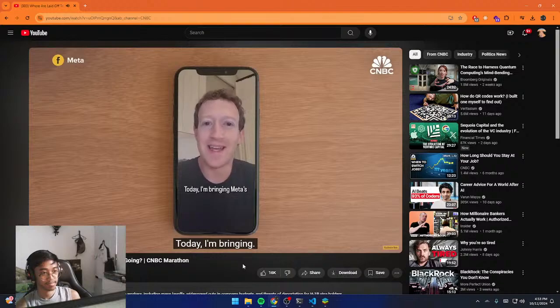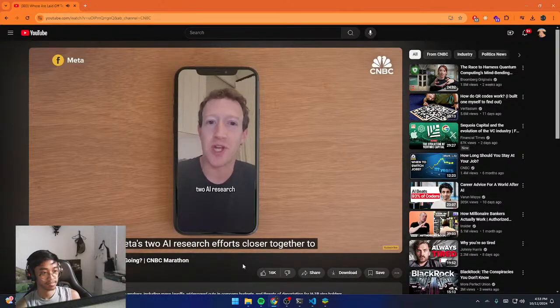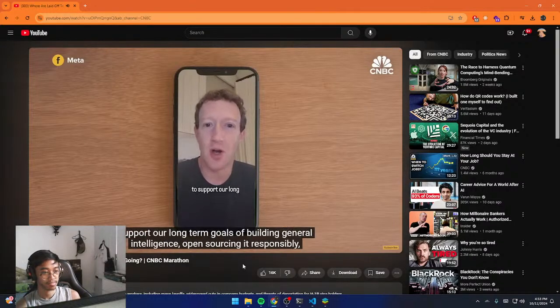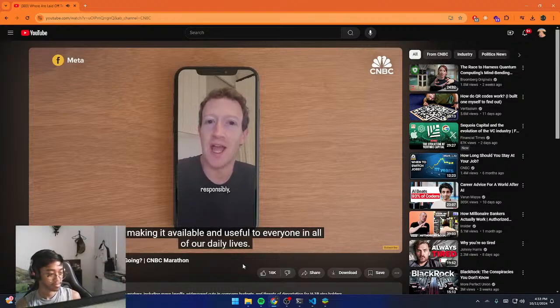Hey everyone. Today, I'm bringing Meta's 2 AI research efforts closer together to support our long-term goals of building general intelligence, open sourcing it responsibly, and making it available and useful to everyone in all of our daily lives.